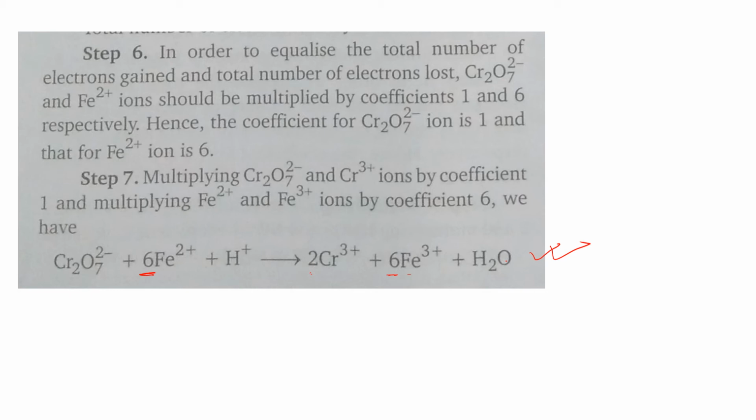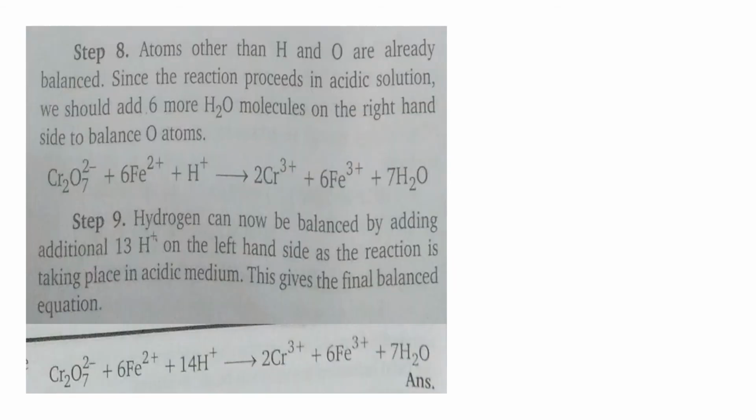Now this is in the acidic medium, so I have to see how many oxygen are there in the left hand side and the right hand side. In the left hand side, there are 7 oxygen, and in the right hand side oxygen is only 1. So in the right hand side it is deficient by 6 oxygen. So that means I have to add 6 H2O molecules in the right hand side. Let me see what is given in the step 8. Now what is step 8? Step 8 is you have to balance oxygen and hydrogen because all other elements are already balanced. That I have already told you in the previous slide.